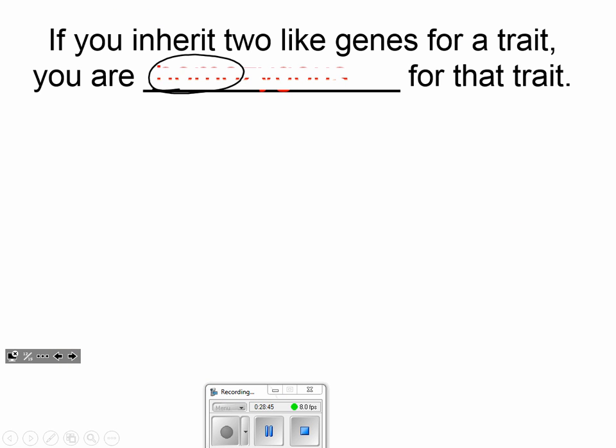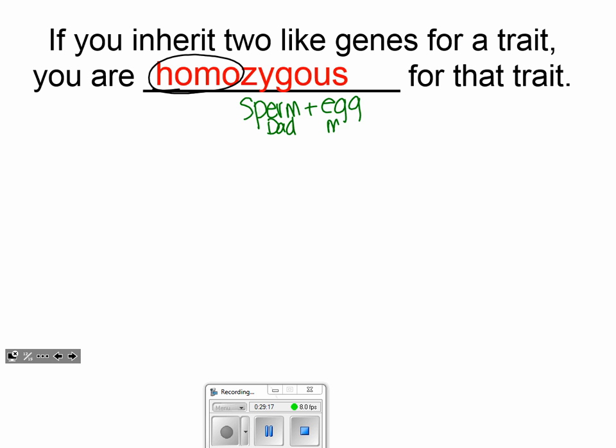All right. If you inherit two like genes for that trait, we call it homozygous. Somebody please tell me what a zygote is. I forgot. What's a zygote, Alex? Good. And what do you need in order to become a zygote? Two things have to merge. What merges to become a zygote? Donna? Good. A sperm and an egg is a zygote. So you get your sperm from your what? Your dad, and your egg from your mom.